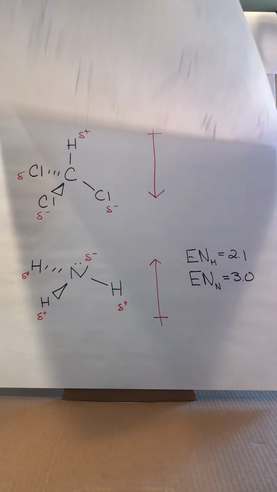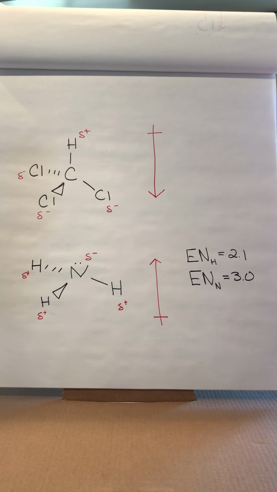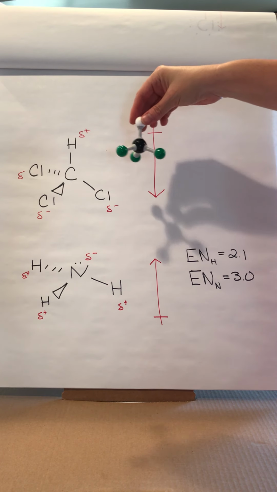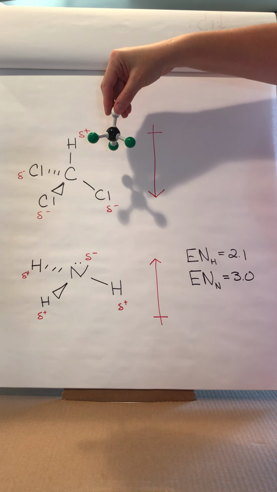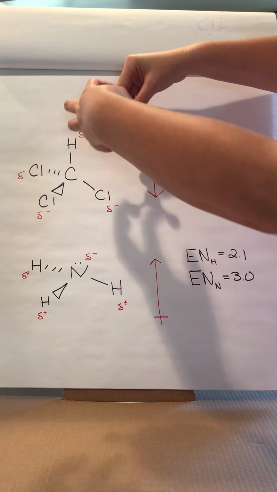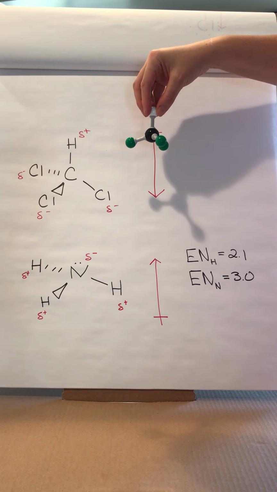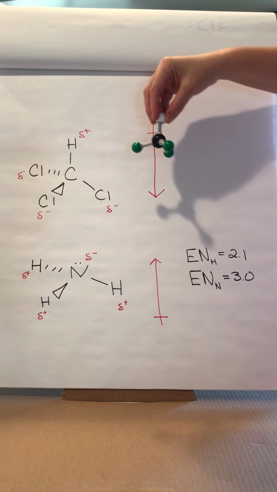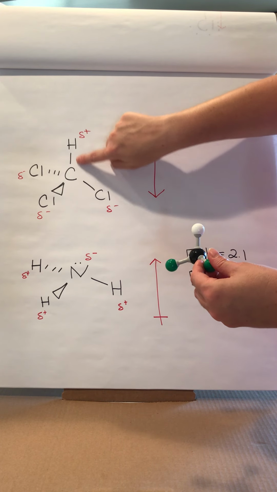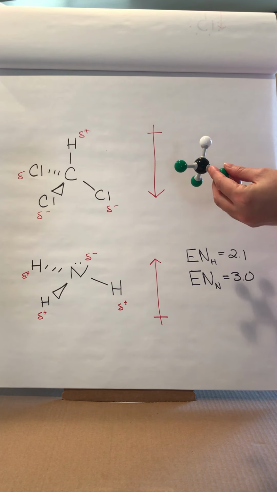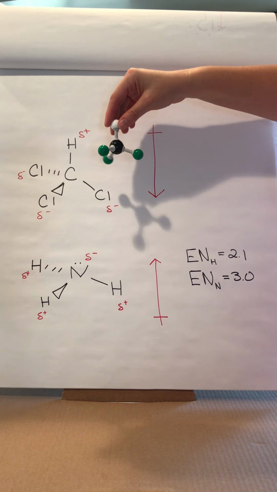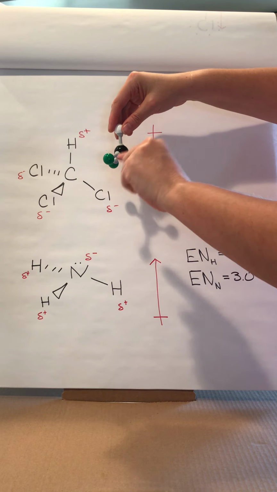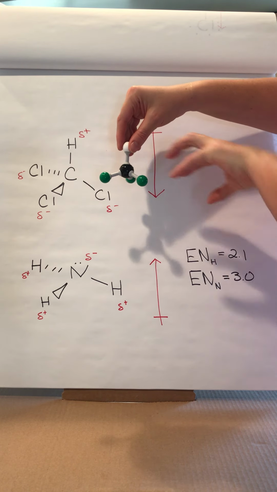Okay, so our next example. What happens if we have 3 chlorines and 1 hydrogen? Well, all the chlorines are going to try to pull the electrons towards themselves because they're more electronegative than the carbon. And this bond up here, we're not going to take a look at that because we decided that that's nonpolar. Now, each of these chlorines is pulling down a little bit and out towards itself.